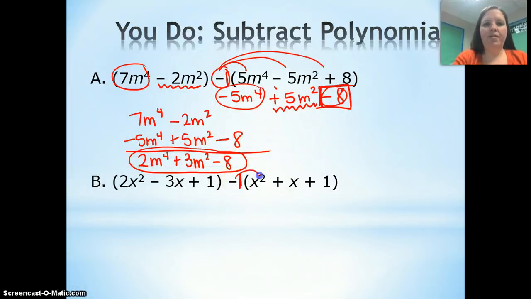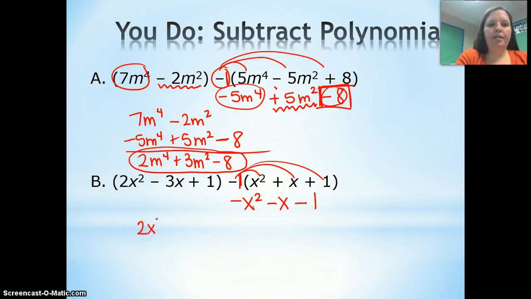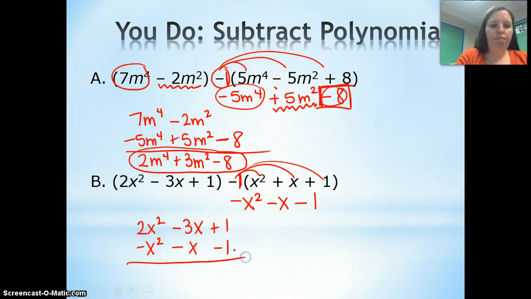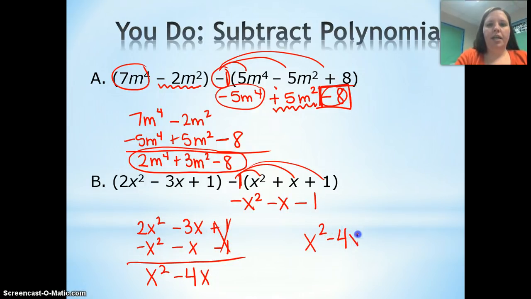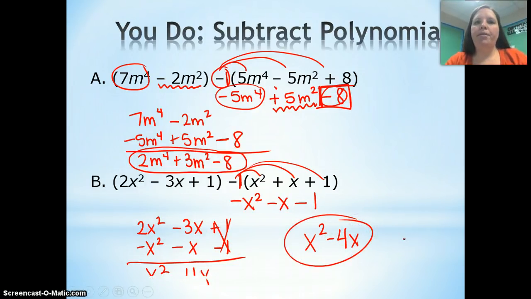For the second one, distribute your negative 1. That's minus x squared minus x minus 1. So 2x squared minus x squared, negative 3x minus x. Those are like terms, and positive 1 and negative 1. And what we're left with? X squared minus 4x, and the 1's cancel out. So it's x squared minus 4x. A quadratic binomial.